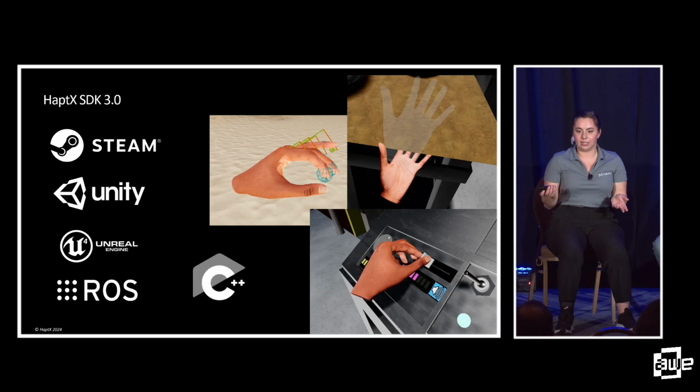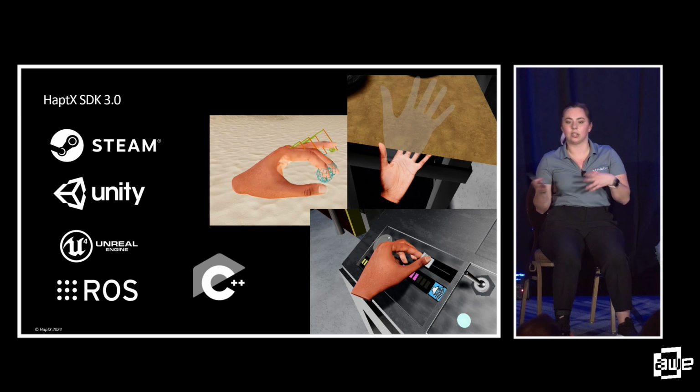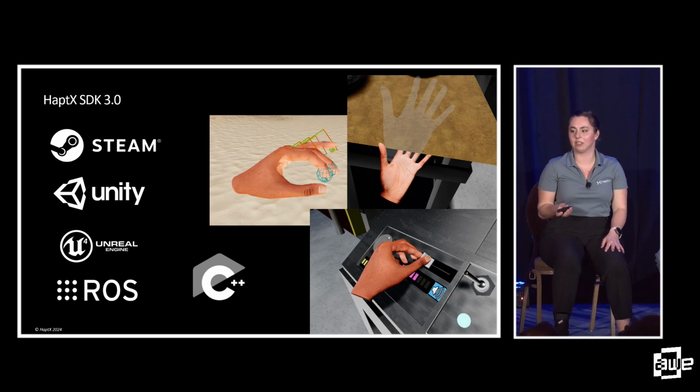Our SDK has a Unity and Unreal plugin and also a C++ API, so you can easily do VR projects. You can also do robotics or any custom applications, and we're also introducing a ROS node to make robotics even simpler.